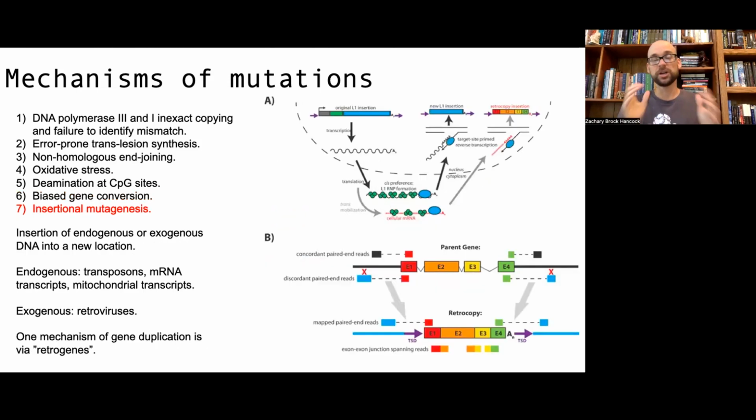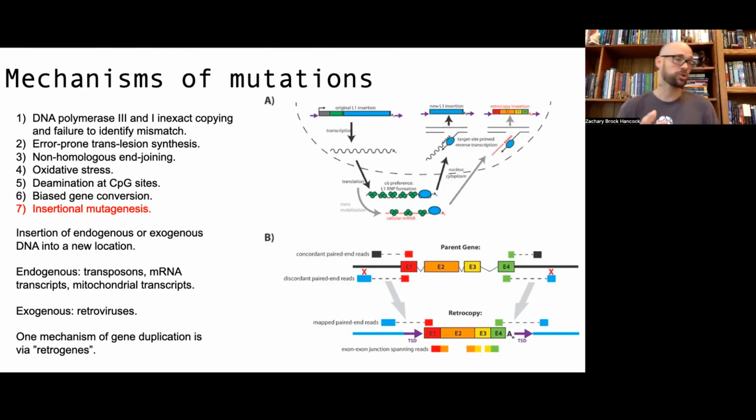Another really important mutational type is insertional mutagenesis. This is whenever either an endogenous or exogenous piece of DNA gets placed into a new location, normally using the process of reverse transcription. An endogenous one would be like a transposon, an mRNA transcript, or a mitochondrial transcript. Whereas an exogenous one would be something like a retrovirus, right? So you get infected with a retrovirus and it inserts itself into your genome. So these are two kinds of insertional mutagenesis that can happen.